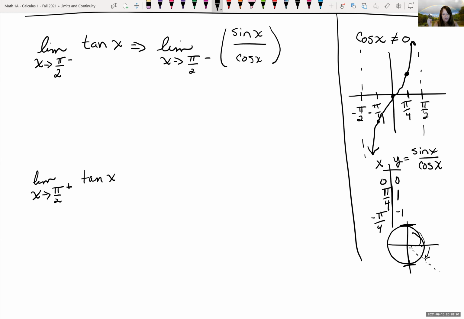Tangent is going to repeat itself because it has a period of pi. So it repeats right over here. And so as I'm coming in on the left-hand side, following the graph, this one is shooting off to positive infinity. And then if I look at it coming in on the right-hand side, this is shooting down to negative infinity.